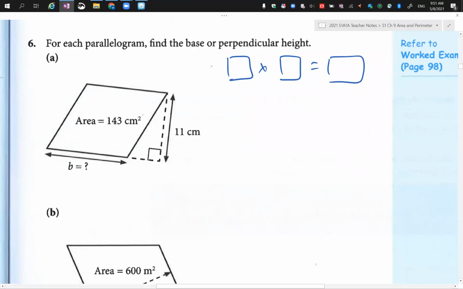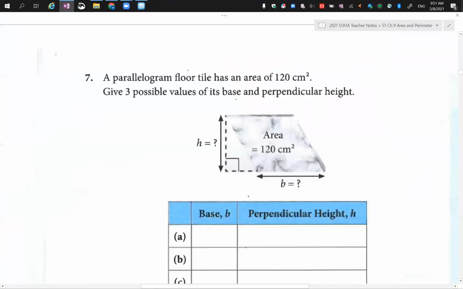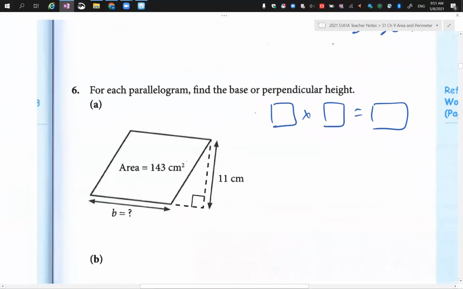Area is 143, okay. So something times something equals 143. What times what equals 143? What are they? 11 times what? No, we don't know the answer yet. So 11 times B, right? Is that what you said? Sorry, I didn't hear clearly. So 11 times B, which is the same as 11B, equals 143.